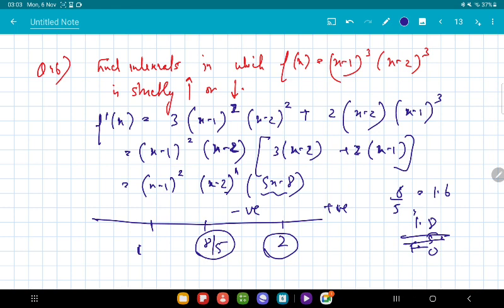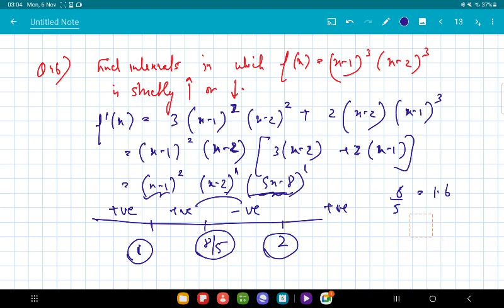Now check the 8 by 5. Which factor is giving you 8 by 5? This one. This is also an odd power, so negative will convert into positive. Check the 1. Which factor is giving you 1? This one. The power is even, so positive will not change into negative. Positive will remain positive. So now you have got your intervals where the function is strictly increasing and strictly decreasing.